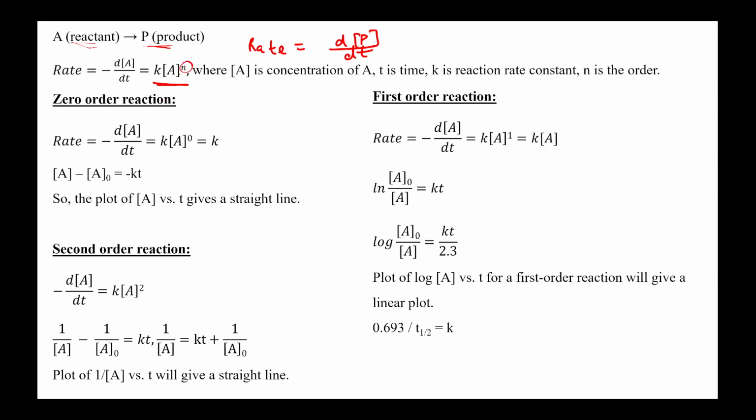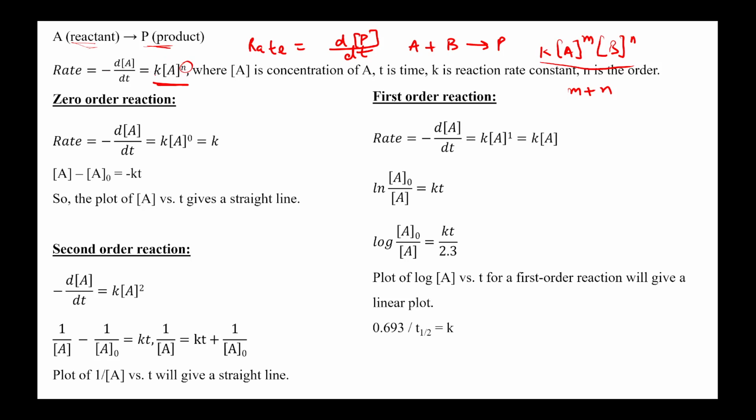Okay, so if there are two reactants, if the reaction instead of A goes to P, was A plus B goes to P, then in that case the rate will be defined as k into concentration of A raised to the power of m multiplied by concentration of B raised to the power of n. If there were three reactants, we will keep on adding the reactant concentration and powers. In case of two reactants, the order will be m plus n. Okay, so let's take a simplified example where there's only one reactant and one product.